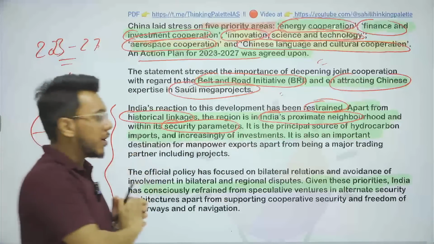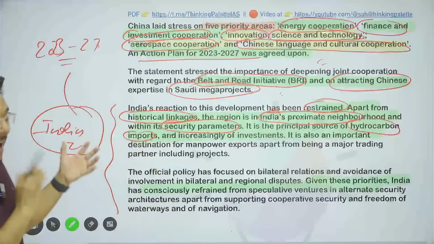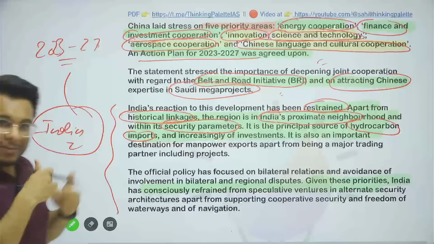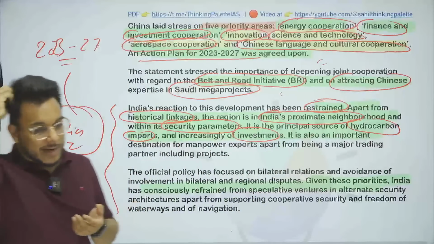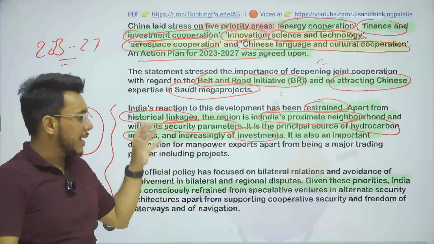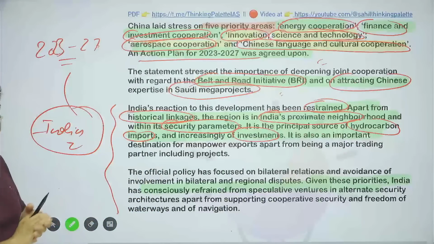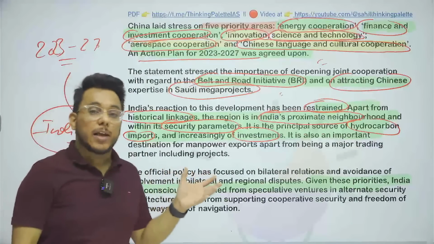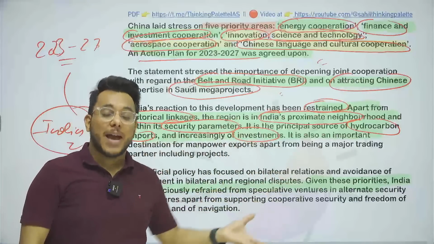Moreover, this particular region is a principal source of hydrocarbons for India. Oil, gas comes from this particular region. Moreover, India is also investing in this particular region. So if any cooperation, friendship, normalization of talks comes, India will be happy to support that. Okay. Moreover, in the region, for example Saudi Arabia, UAE, these are the places where India exports a lot of manpower also.